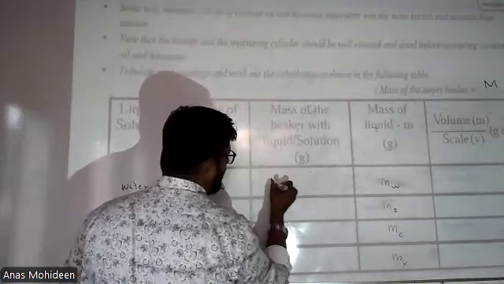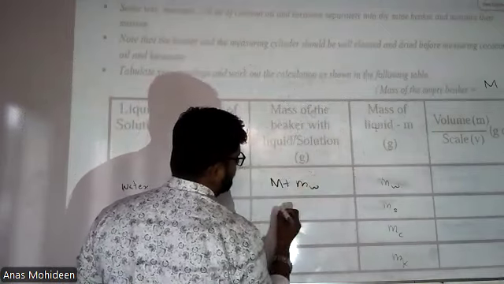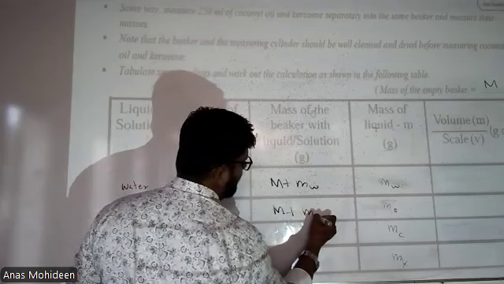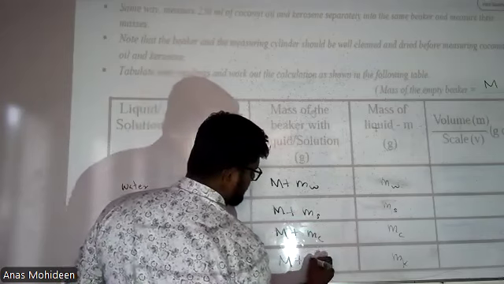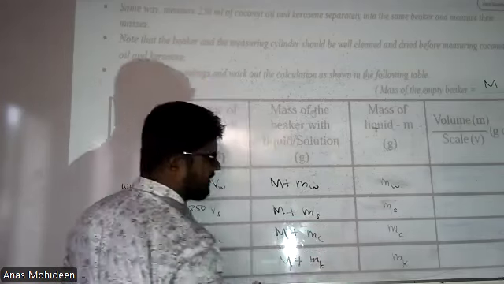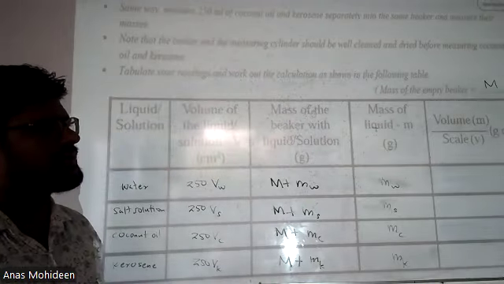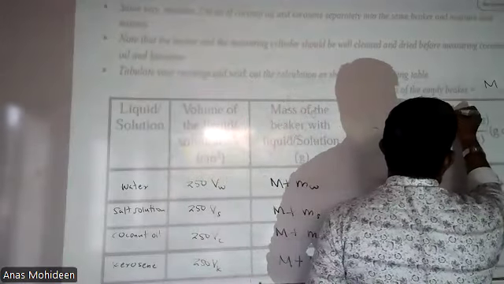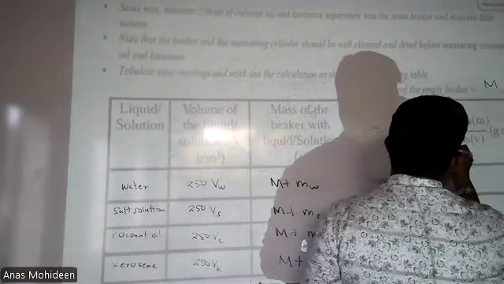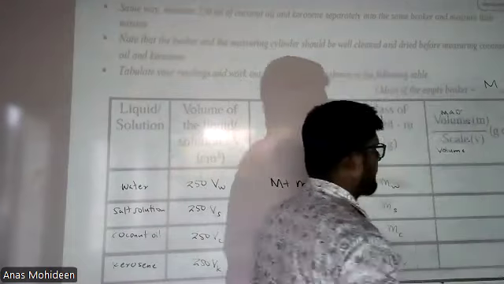Now you see what I do. I'm going to take the mass of the beaker with liquid. The mass of the beaker with liquid is capital M plus MW, capital M plus MS, capital M plus MC, capital M plus MK. These are just terms, without direct numbers. Now what I do is take the mass to volume ratio. Mass to volume.